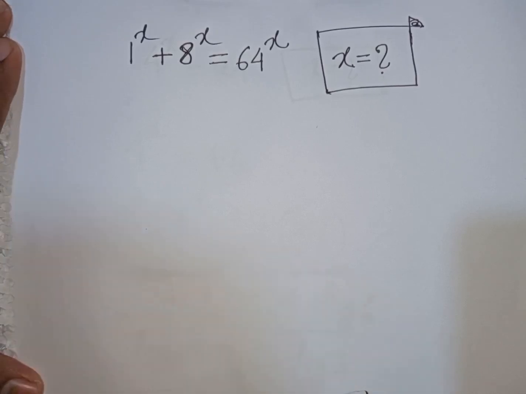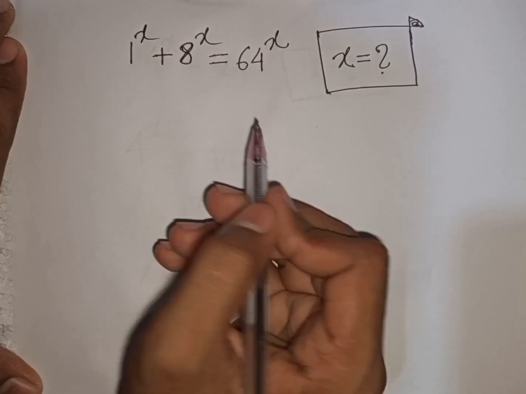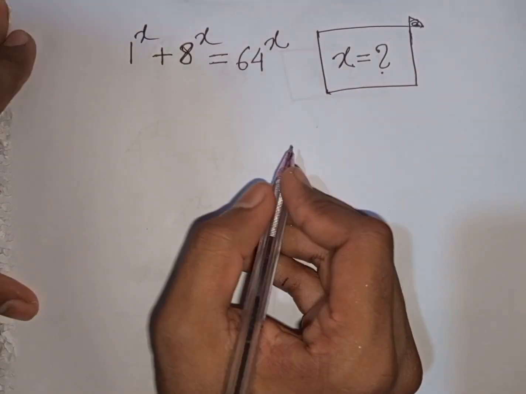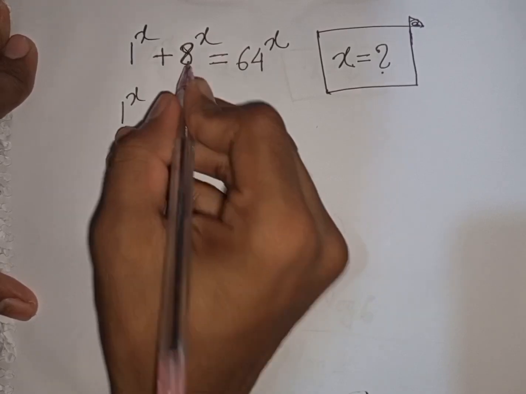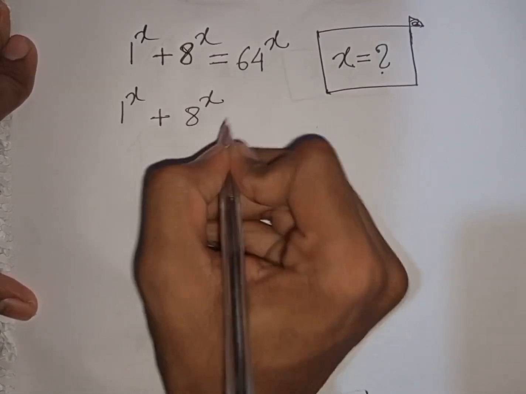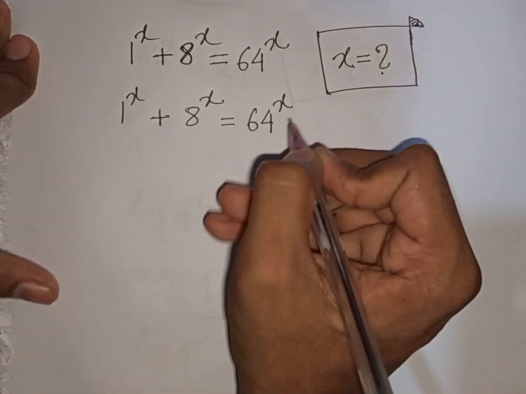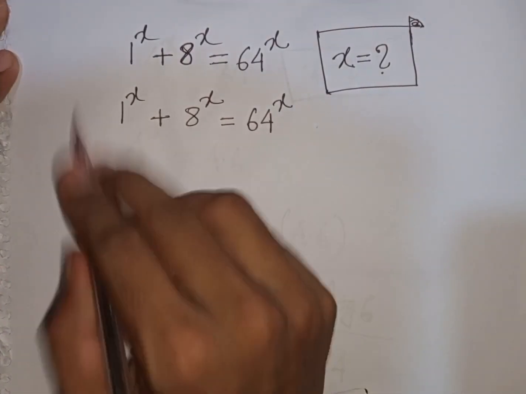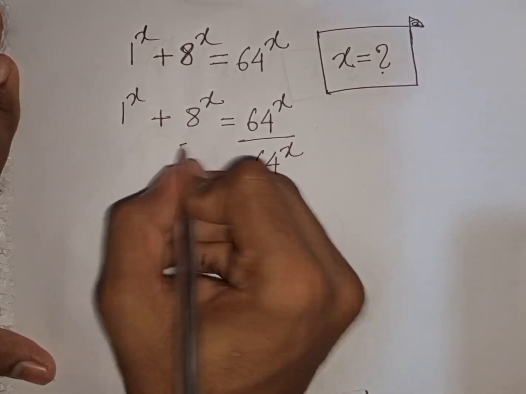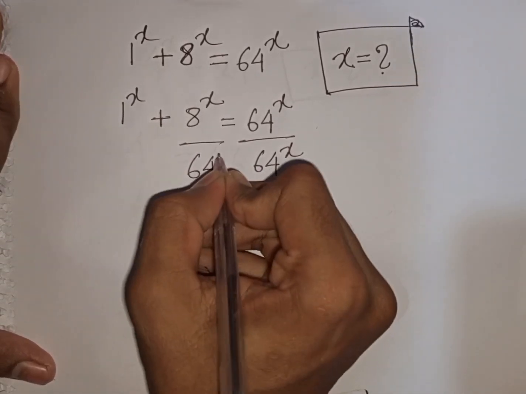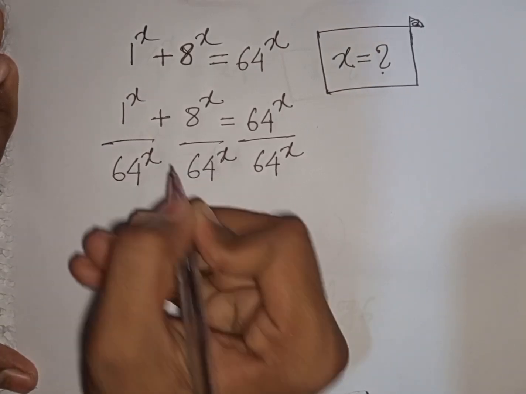How to solve 1^x + 8^x = 64^x. What is the value of x? So, we have 1^x + 8^x = 64^x. Now, we divide by 64^x on both sides.